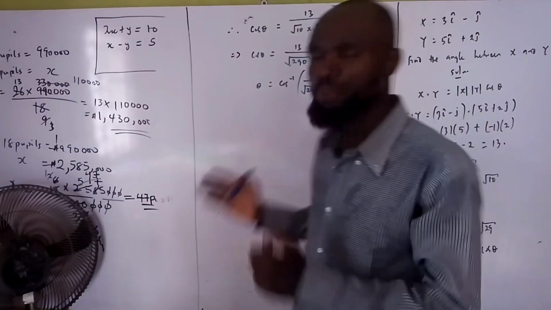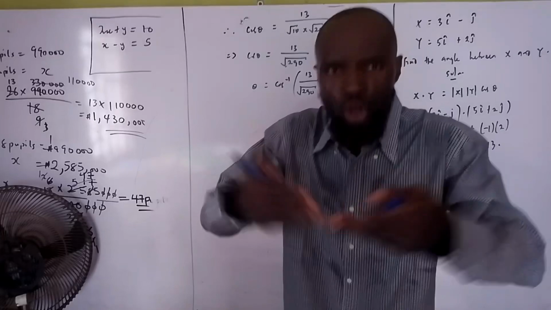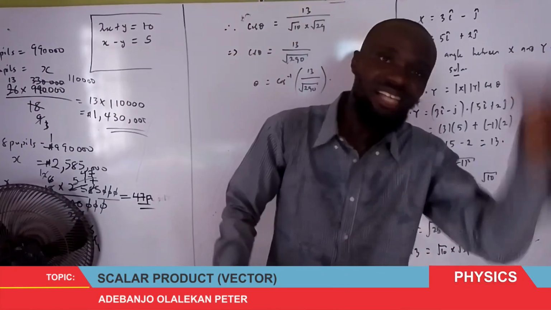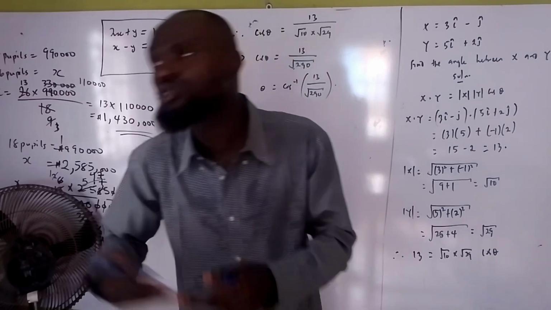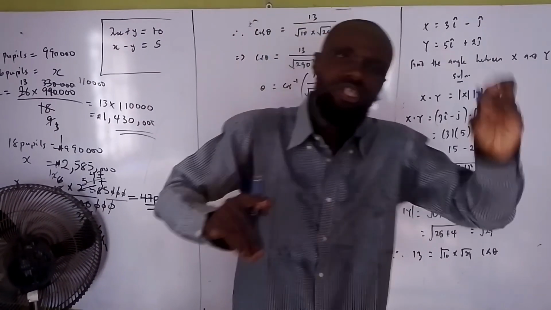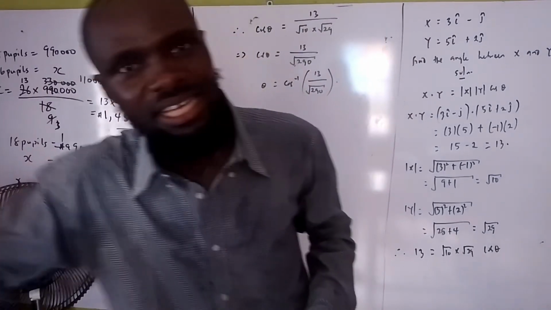So, in scalar product, when you find the scalar product of two vectors, you must get another scalar. Meaning that if you find the scalar product, you are expected to get a single number. You are not expected to get a vector. You are expected to get a single number. So scalar product gives a scalar.